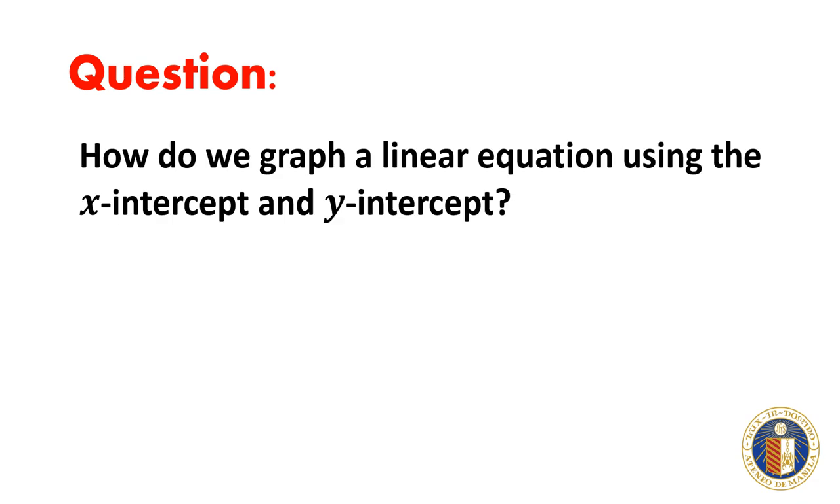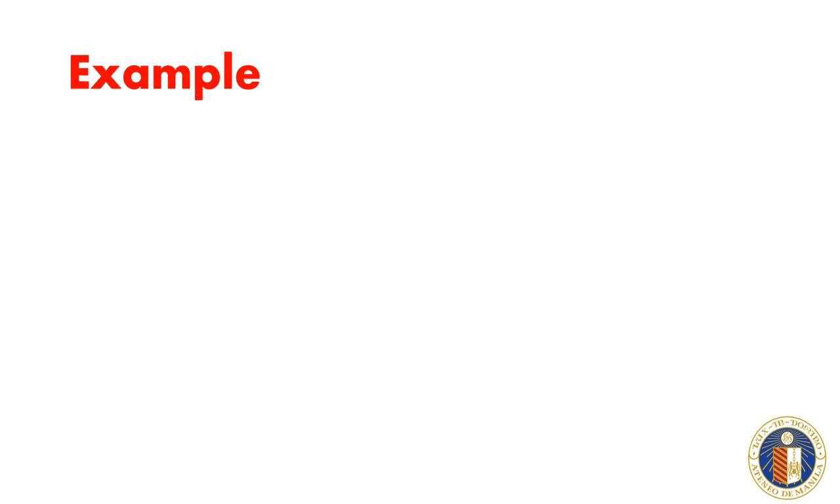How do we graph a linear equation using the x-intercept and y-intercept? Suppose we are given y equals 3x minus 6, and we want to graph the linear equation using the x-intercept and y-intercept. What should we do? First, we need to solve for the x-intercept and y-intercept.